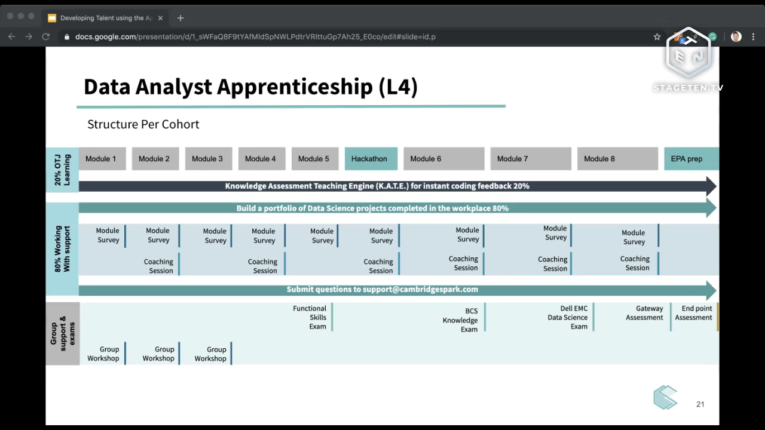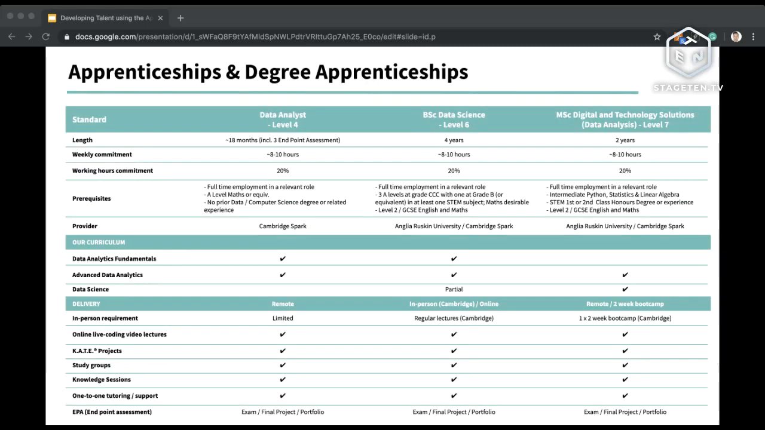Are there fixed intake points onto the apprenticeship? For example, only September, or are there multiple entry points during the year? Okay, I'm going to go back a slide for this one because it's a great question. It depends who's running the apprenticeship. So the degree apprenticeships, which are run by Anglia Ruskin, yes, there are fixed entry points because they are degree programs. So it will run on the academic calendar and follow the standard academic process.